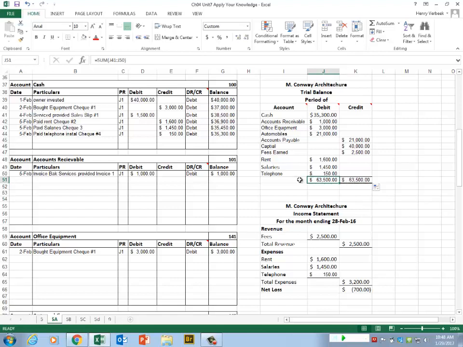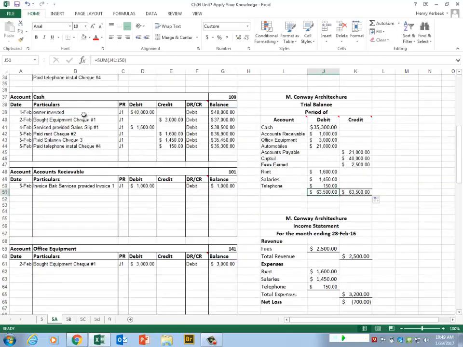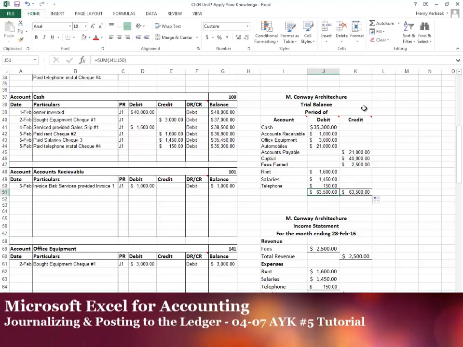Now here's your check to make sure that you did it right. They must be equal. If they're not equal, there's a mistake. 63,500 is the correct answer. And that is how you journalize using a regular journal and then post to the ledger, and then checking your accuracy with a trial balance.